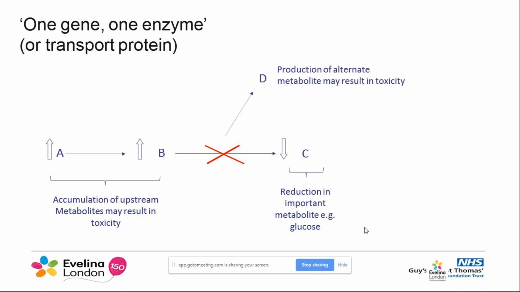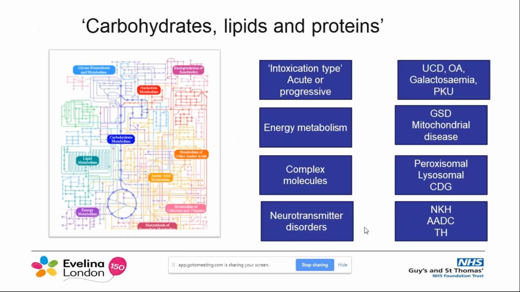And then what can also happen is that the accumulated metabolites are directed down an alternate pathway, and that may produce other metabolites which are also toxic. That's the basis of the majority of our conditions, but not all. It's a little bit more complicated, as you can see by that.